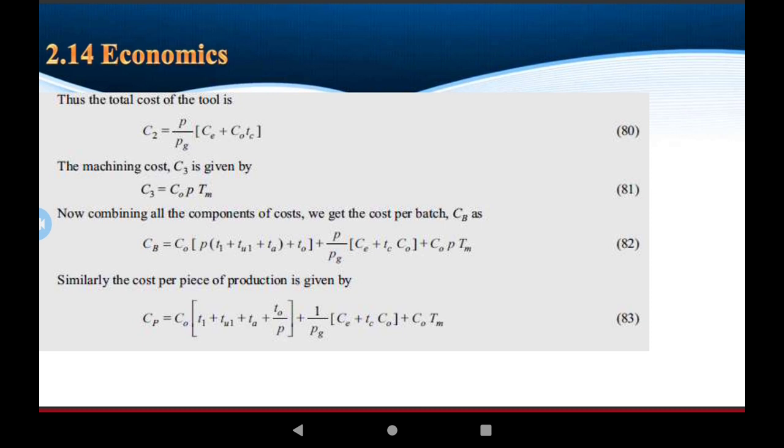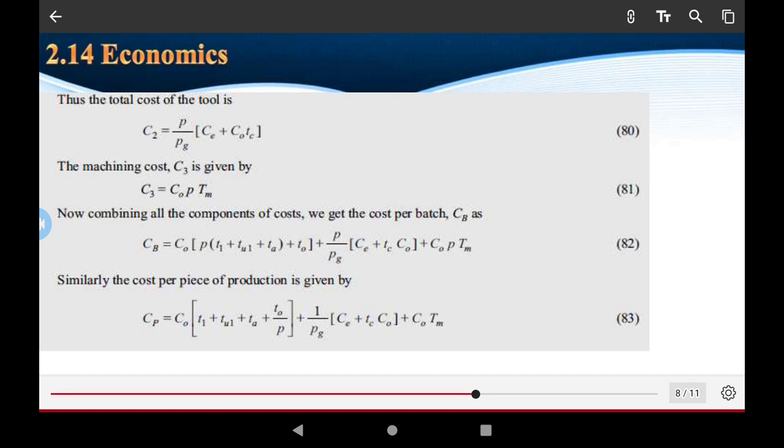Economics of the operation is also present in this formula. This is the total cost of the tool. Find out the total cost C2 equal to P by PG, and C is the economic cost, and C is the overhead cost, and TC is the tool change time.